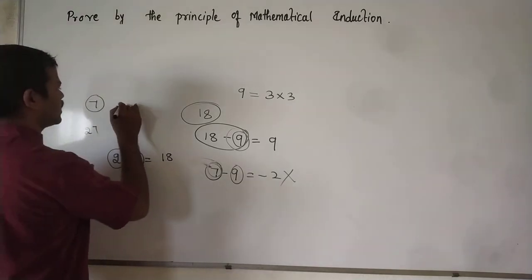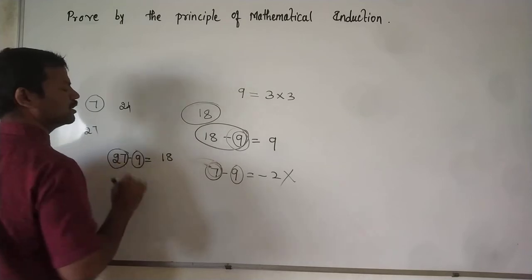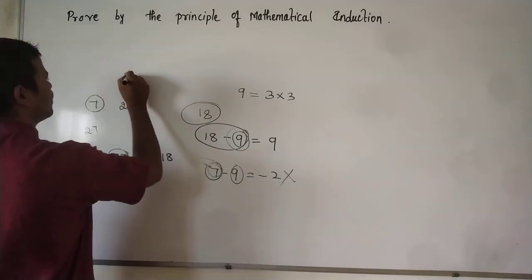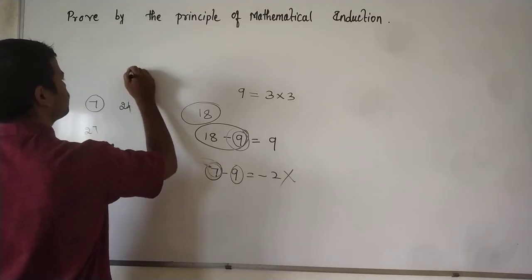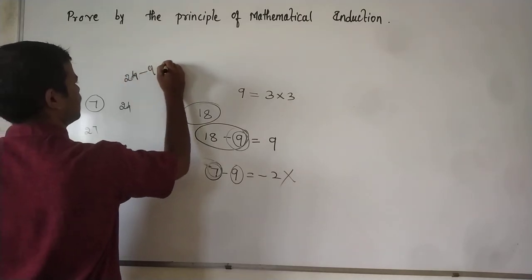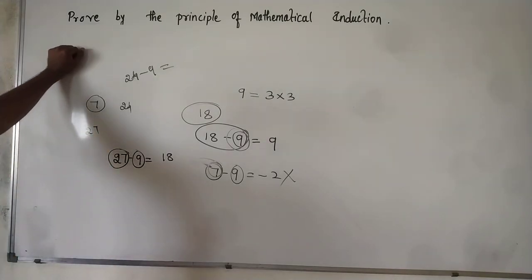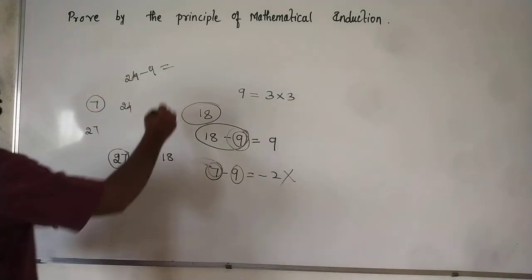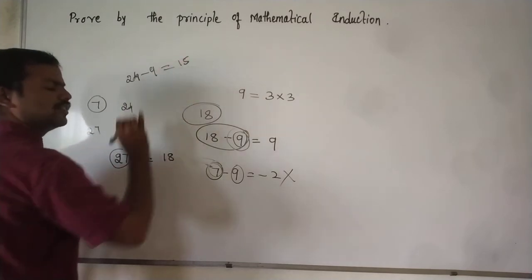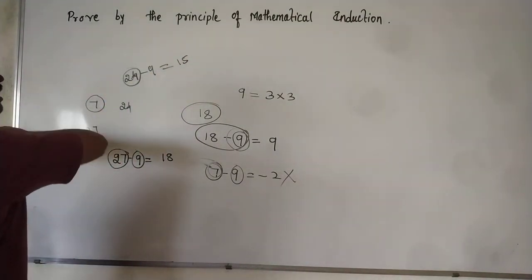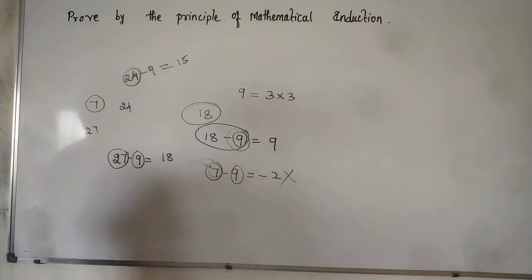Suppose if we take 24, whether it is divisible by 3? No, we don't have an idea. So let me check with 24 minus 9. How much are we getting? 24 minus 9, ಎಷ್ಟು ಉಳಿತೈತ್ರಿ, 15. Is 15 divisible by 3? Yes. So automatically this 24 is also divisible by 3.